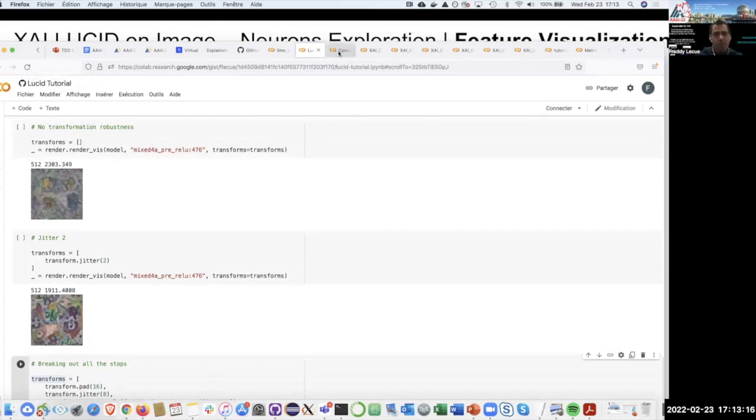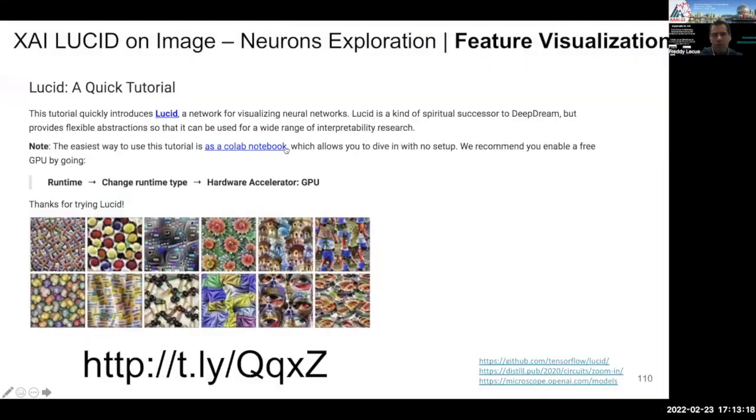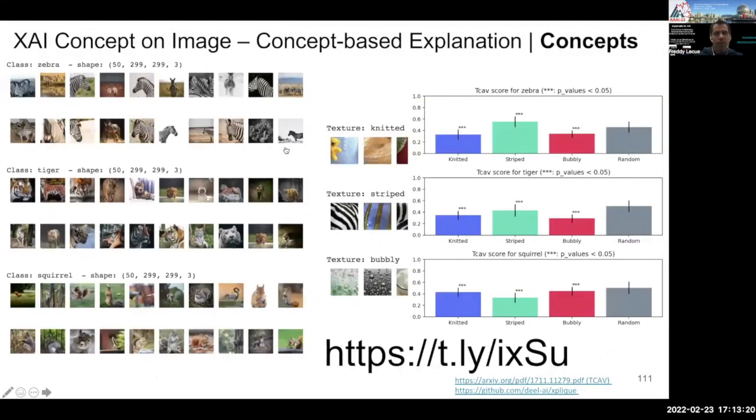Okay. Can we move to another one, which is on XAI concept on image? So it's concept based. It's the work from Google I mentioned earlier. That's where you have the class zebra, and you capture different textures. So you can see that the texture of type striped is kind of representative of zebra, and this is what we mean here by concept.